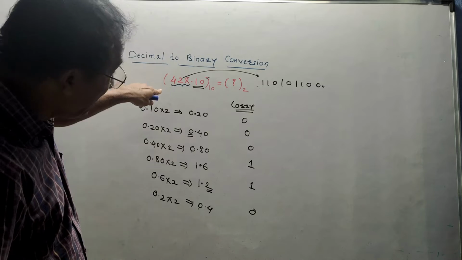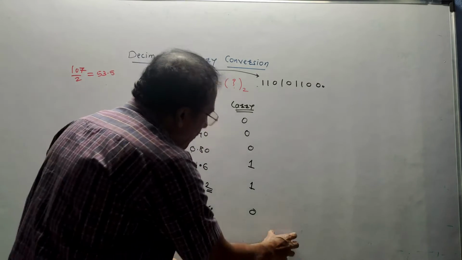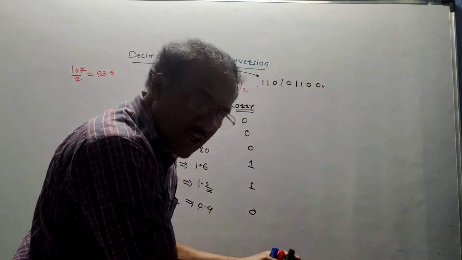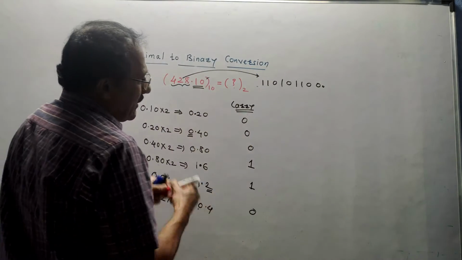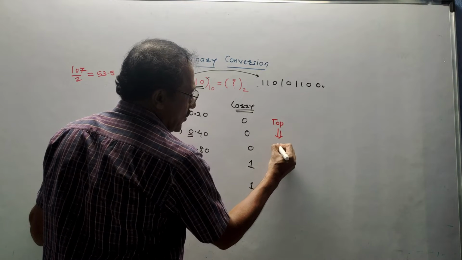Now what we did in the integer part, what I said, in case of the integer part, write all the things from bottom to top. In the fractional part, do it in reverse way. This is the fractional part. That means write all the values from top to bottom.